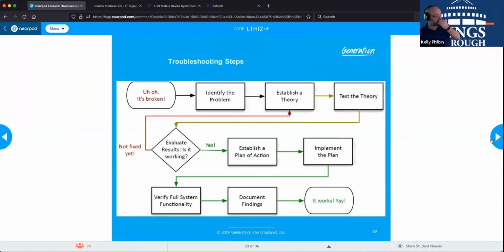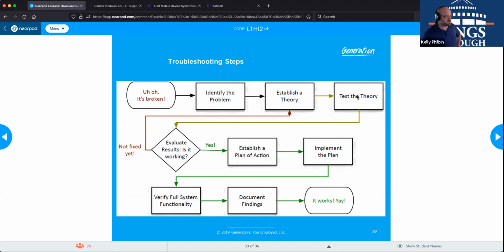All right, so here's kind of a walkthrough of the steps. First, step one, identify the problem, go to your theory, establish it, test your theory. Move down here, evaluate the results. Is it working? Not fixed yet.